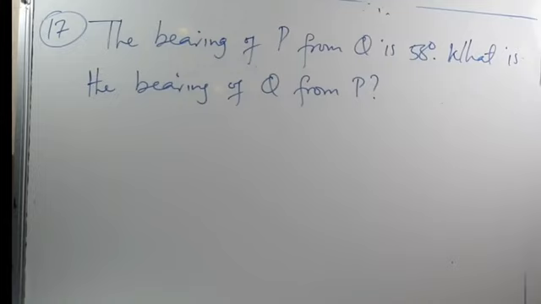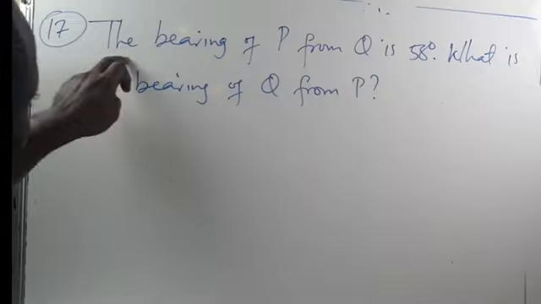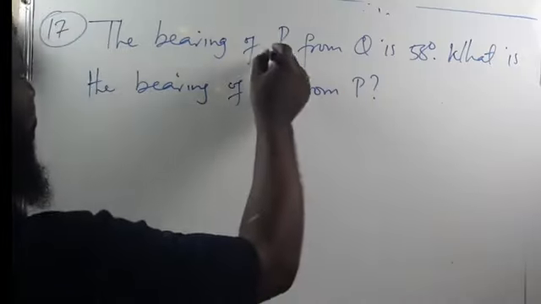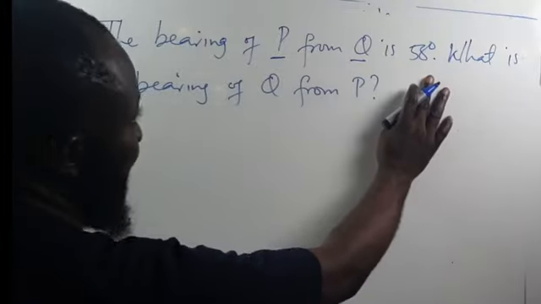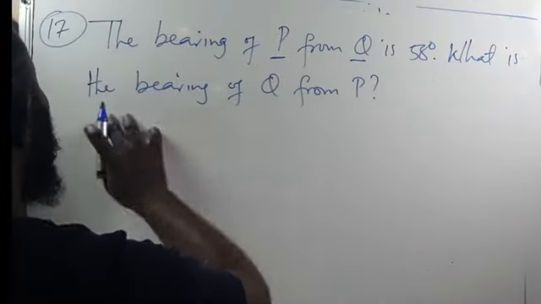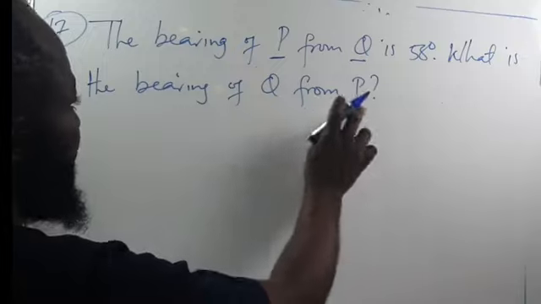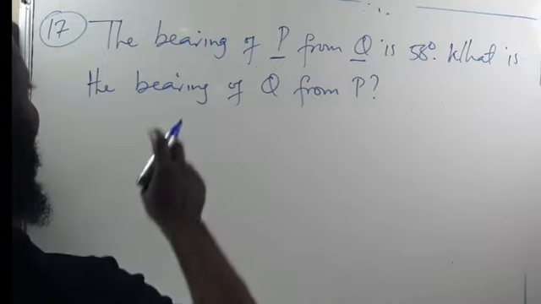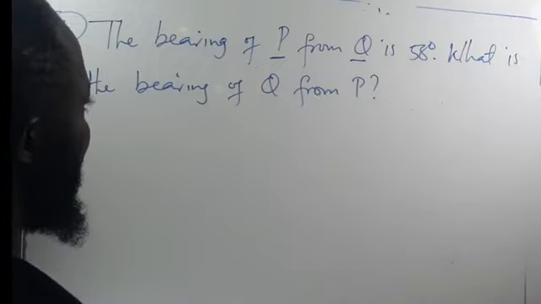So this question is on bearing, and this is what we call back bearing. The question is asking about back bearing. The bearing of P from Q is 58 degrees. What is the bearing of Q from P? That's what we want to find.